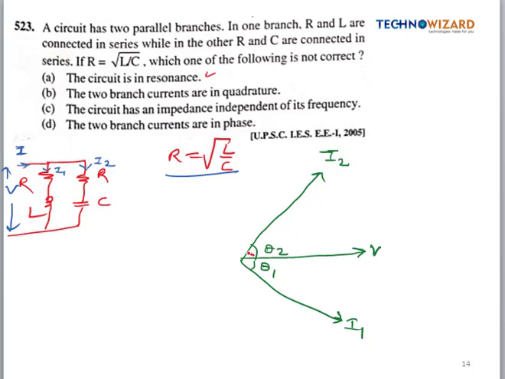It means the two branch currents are in quadrature, forming a 90 degree angle. It means the angle between the current I1 and I2 is 90 degrees. So this statement is right.